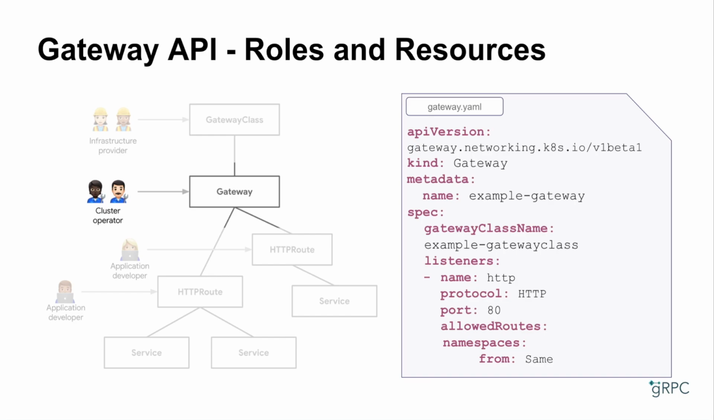Next, we have the cluster operator. This role is typically handled by your platform or operations team. They are responsible for managing the gateway resource. The gateway resource represents an actual instance of a gateway in your cluster. It's the point of entry for traffic. The cluster operator uses the gateway class to create a gateway, configuring things like the listening port, IP addresses, and TLS settings. They are responsible for the lifecycle of the gateway.